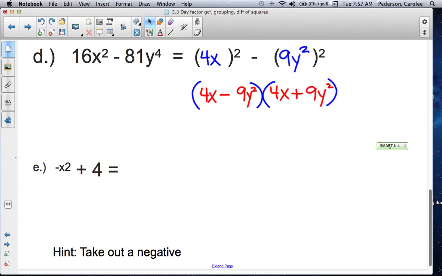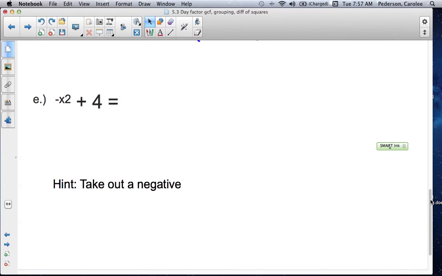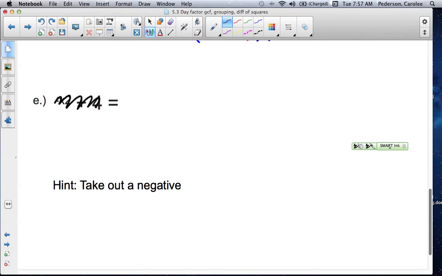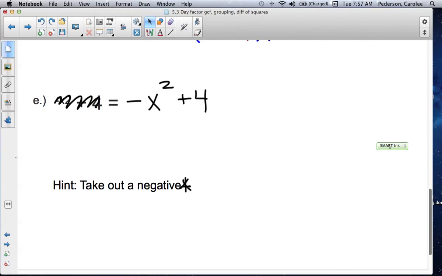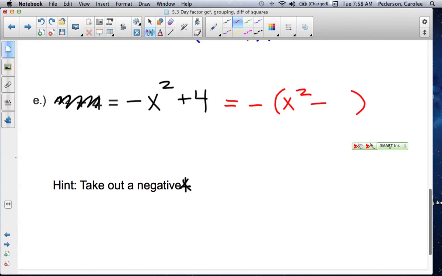All right, next example, go ahead and write that down. When I typed it up, looks like it messed up a little bit, so I'm just going to rewrite it for you. It should say negative x squared plus 4. And I have a little hint down there. Take out the negative first. Because right now it's not a term squared minus a term squared. So let's pull out the negative first. So what will happen when I pull out that negative? I'm left with x squared and then minus 4. It changes the signs inside of that parentheses. Now I'm set to factor in that parentheses.